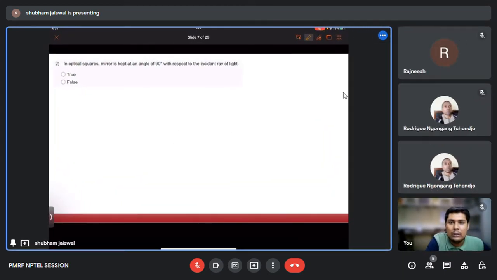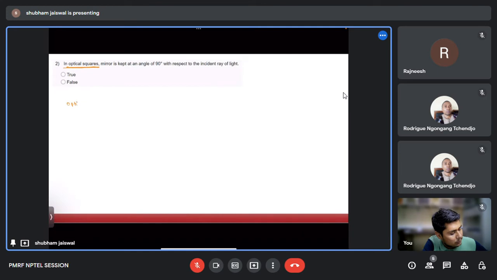Okay, let's see. Here they are saying that in optical square, the mirror is kept at an angle of 90 degrees with respect to the incident ray of light. Here they are using the term optical square. In optical square we use a pentaprism, not a mirror. So this statement is absolutely false. But when do we use the mirror? In the case of optical flat.